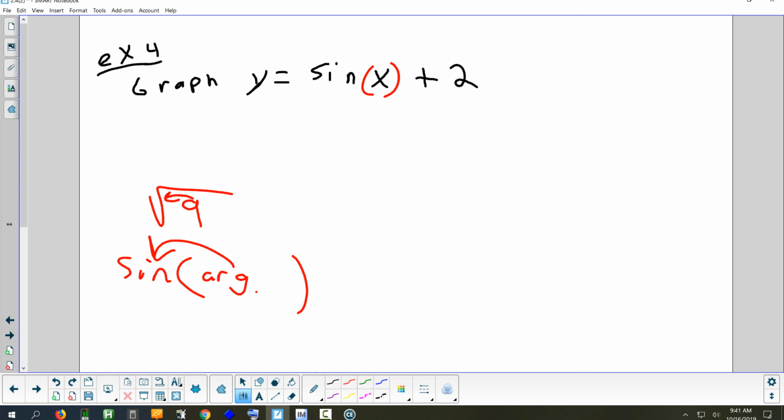So anyone else tell me why that's a vertical shift? Yep. You're adding 2 to the end of sine. Yep, we're adding, which tells you it's a shift. Where you're doing it tells you what kind of shift. It's outside the parentheses. Adding outside is a shift in which direction? Up or down? Up. Okay, let's make our table.